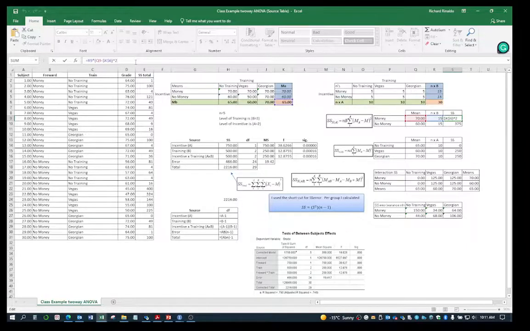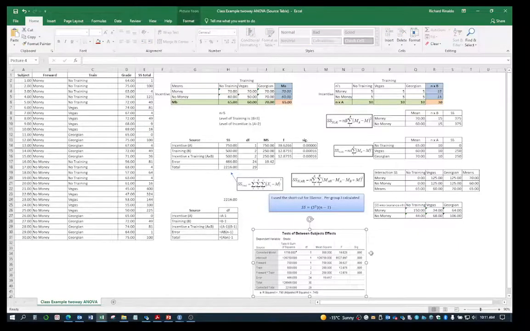Minus K6. Where's K6? Oh, there's K6, the grand mean. Okay. So you can walk through them. I did take a little shortcut for the SS error. I got a little lazy. As you can see what I did. I just took the variances from each of my groups. Where did I pull that from? Oh yeah, here. So I took a little shortcut. You can check it if you have any questions on that.